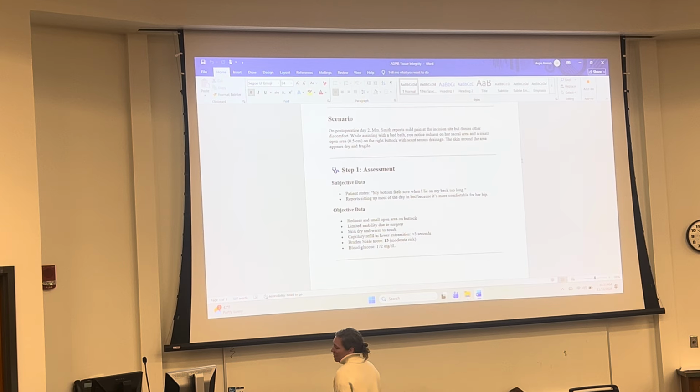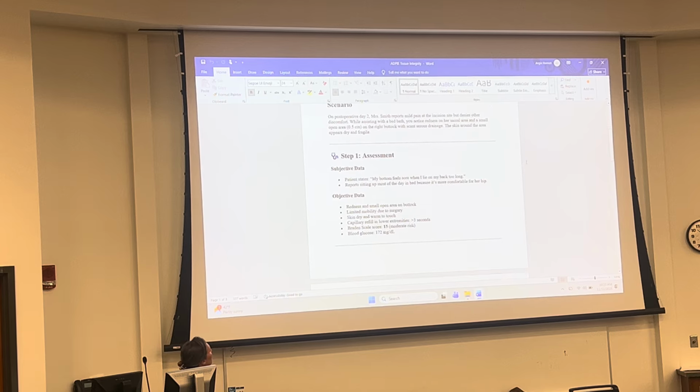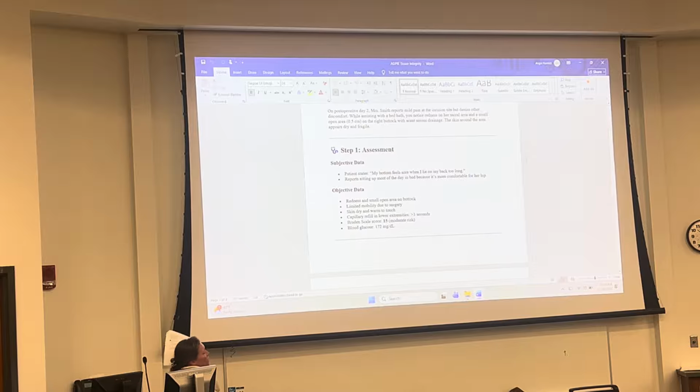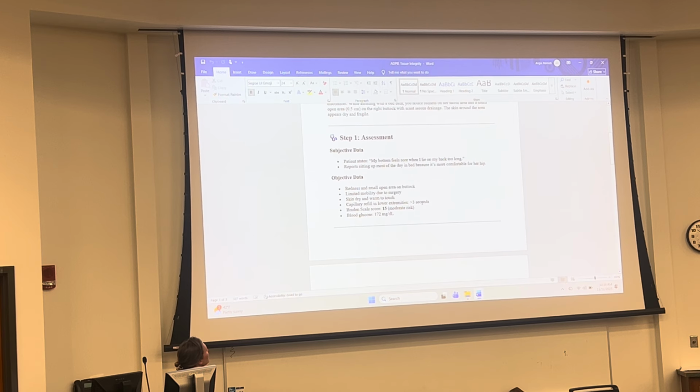Alright, so that's our data that we've collected on our patient. They're telling us that they have some pain. They're giving us some information about their activity, some background info, and then the information that we can see. So skin is supposed to be intact, right? It's supposed to be normal color for ethnicity, but there's some redness, and then there's also some open areas. She's not moving like she should because she had surgery. Her skin is dry, it is warm. Cap refill is greater than 3, which is our cutoff, right?